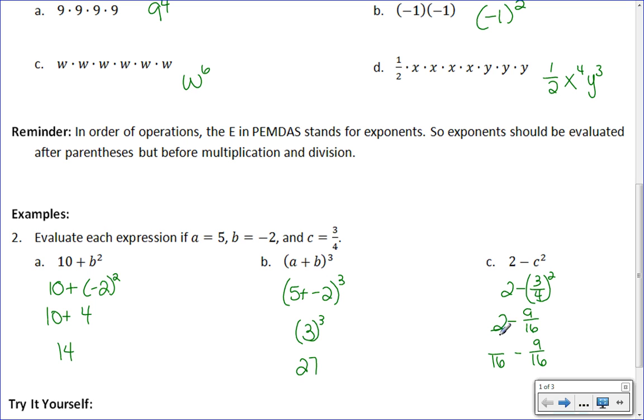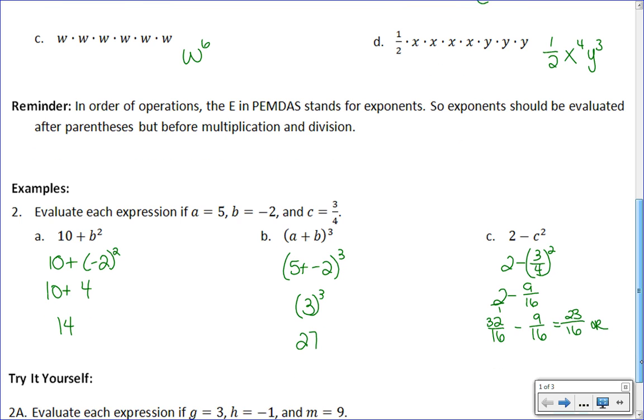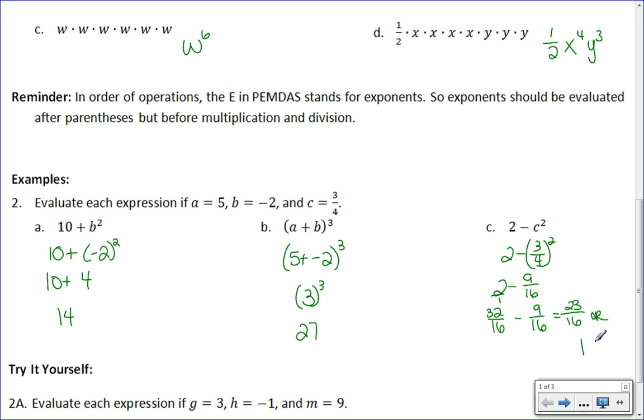And remember this is 2 over 1, so to get from 1 to 16, we multiply by 16, so 2 times 16 is 32. And then 32 over 16 minus 9 over 16 is 23 over 16. Or if you want, you can change that to a mixed number. That is 1 and 7/16.